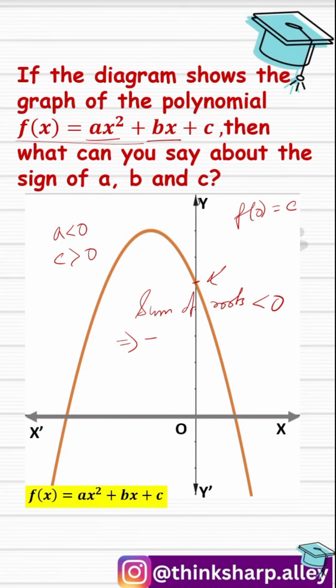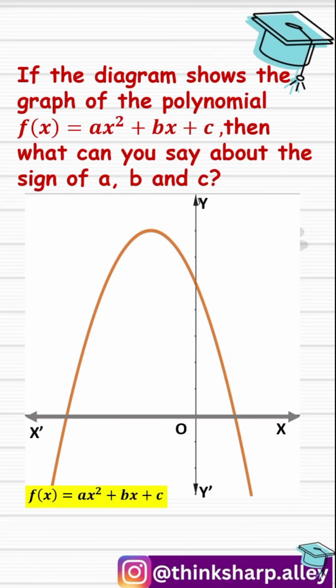So, which means minus b by a is negative. This implies b by a must be positive. So b and a must have the same sign, but we already know a is less than 0, which implies b must be less than 0. Then only b by a will be positive, right?